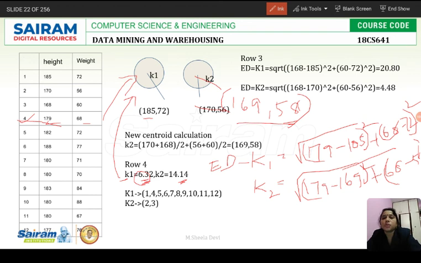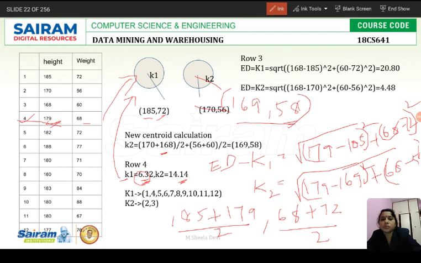So I will be recomputing. How will I recompute the new centroid for cluster 1? Same formula. It is 185 plus, what is the row four value, 179, divided by 2, comma, 72 plus 68 divided by 2. Whatever answer comes, that will be the new centroid value. So we have to strike off the old one and give the new centroid value.